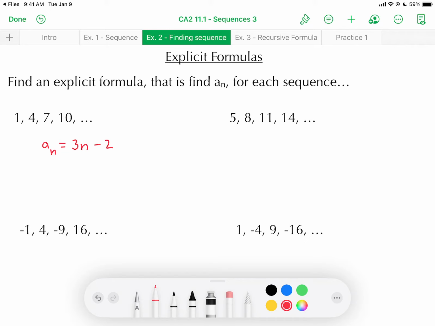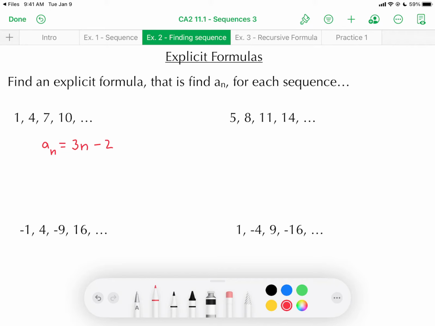Now check to make sure that works for the other terms. The second term is 4. So if I plug 2 in for n, 3 times 2 is 6. 6 minus 2 does give me 4. The third term is 7. N is 3. 3 times 3 is 9. 9 minus 2 is 7. Okay?